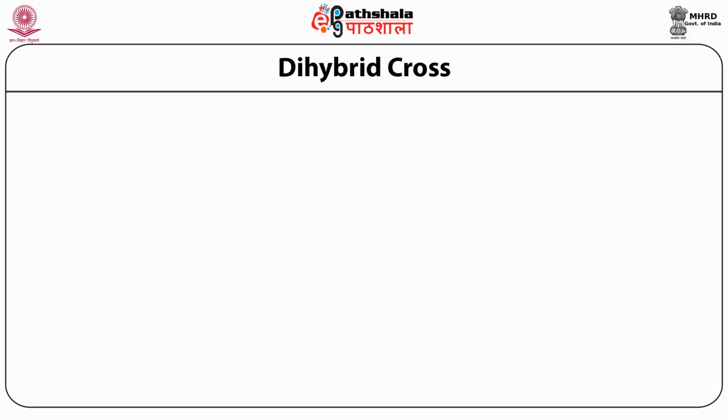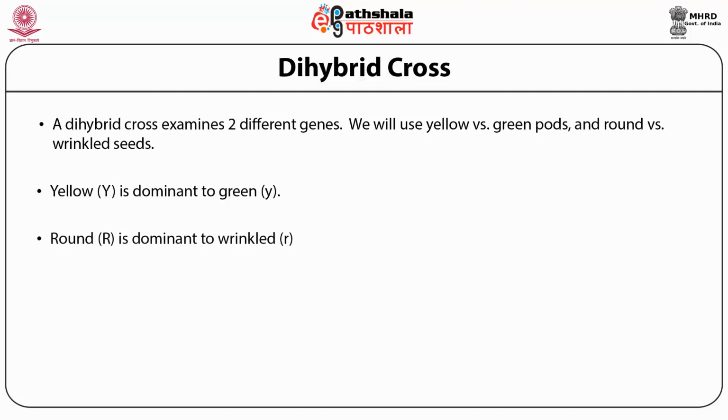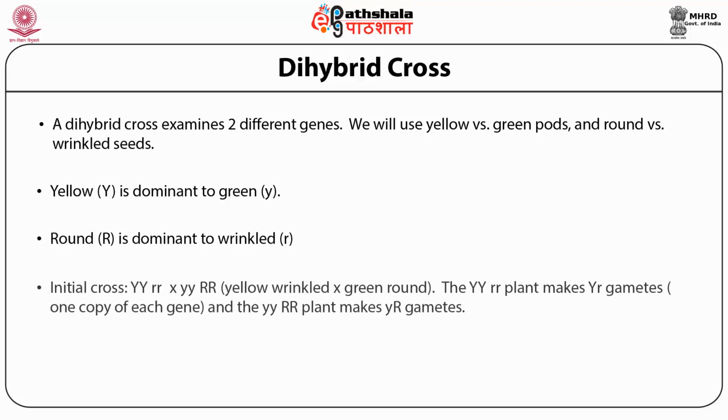Let's see the dihybrid cross. A dihybrid cross examines two different genes. We will see yellow versus green pods and round versus wrinkled seed. Yellow is dominant to green, round is dominant over wrinkled. In the initial cross, there is uppercase YY and lowercase RR crossed with lowercase yy uppercase RR.